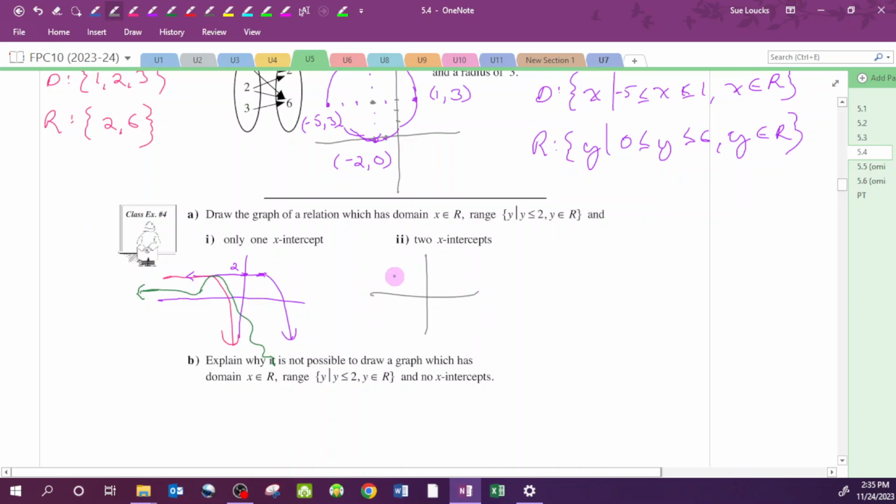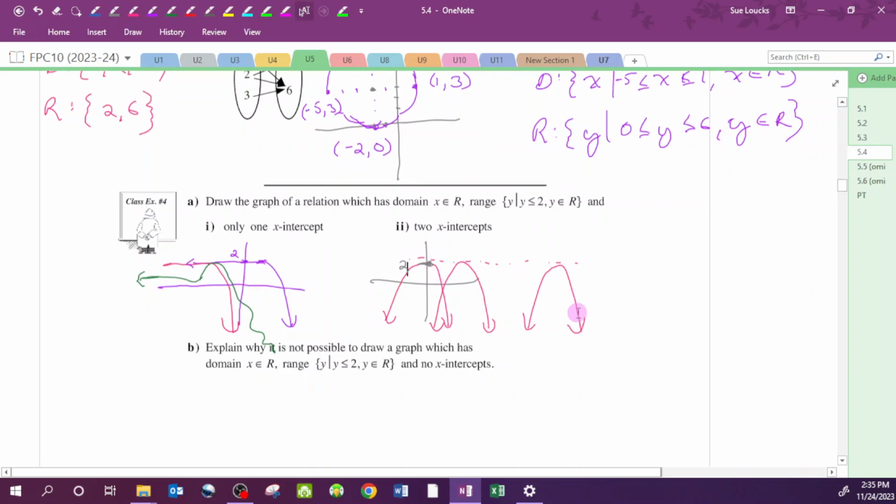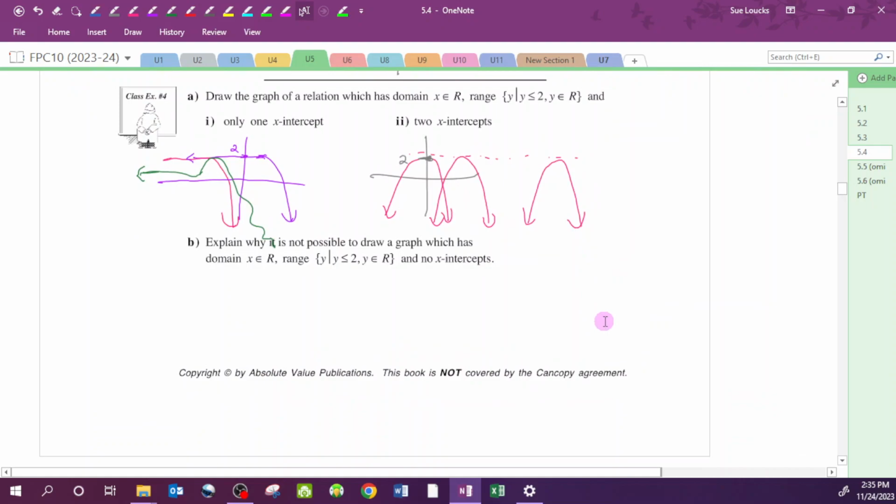And similarly for this one, I've got my ranges again. Y is less than or equal to 2, so let's make that point right there 2. The simplest one here is going to be a parabola that goes like this. But it could be anywhere. It could be over here. It could be right here. But it has to go through the y equals 2 line, which is this one here. Lots of options.